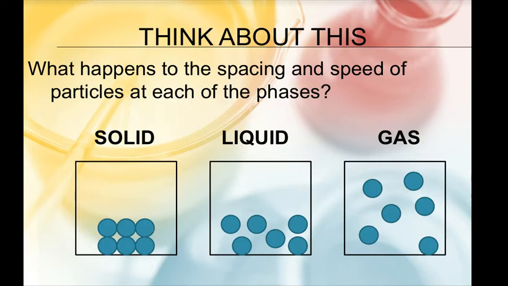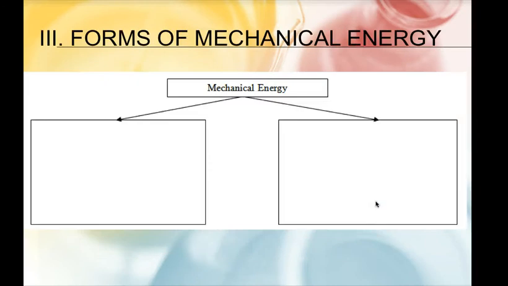So when I go from, for example, ice and melt it into liquid water, that's a physical change because the composition hasn't changed. It's still H2O. It's just the molecules are moving further apart. Notice what happens when you go to a gas. The molecules are the farthest apart.